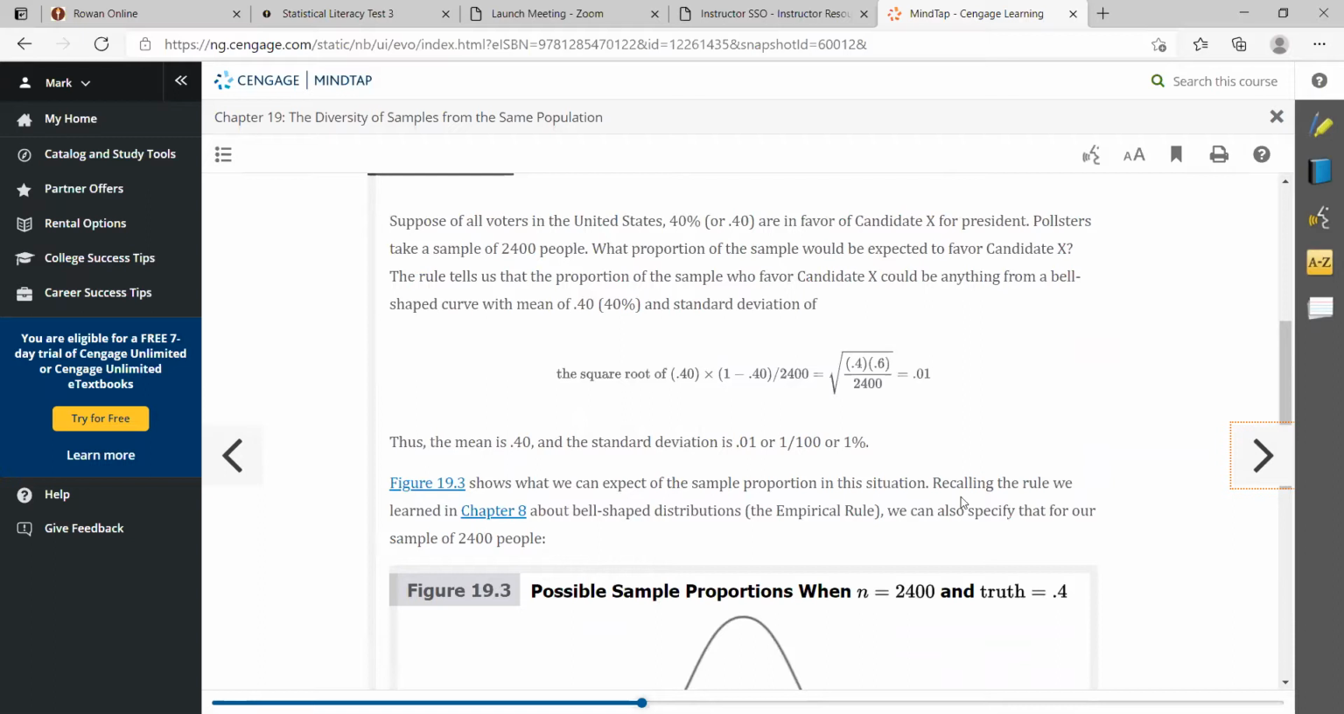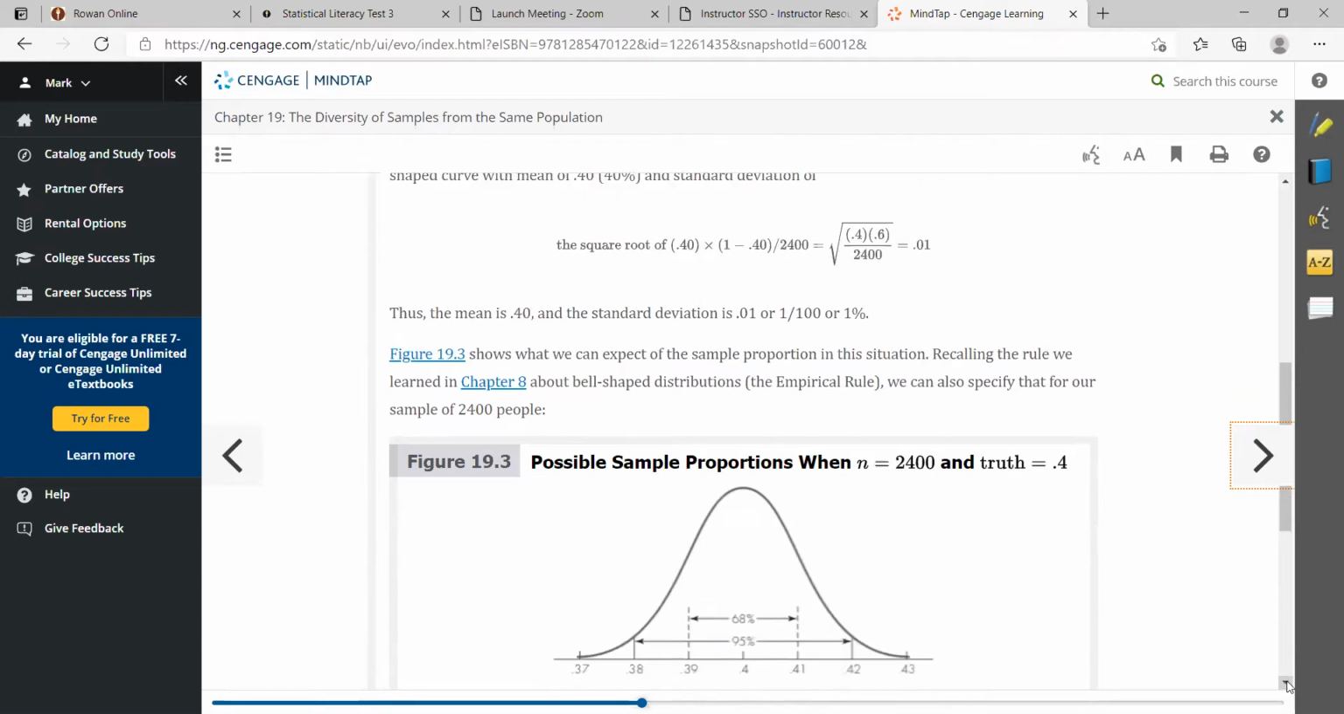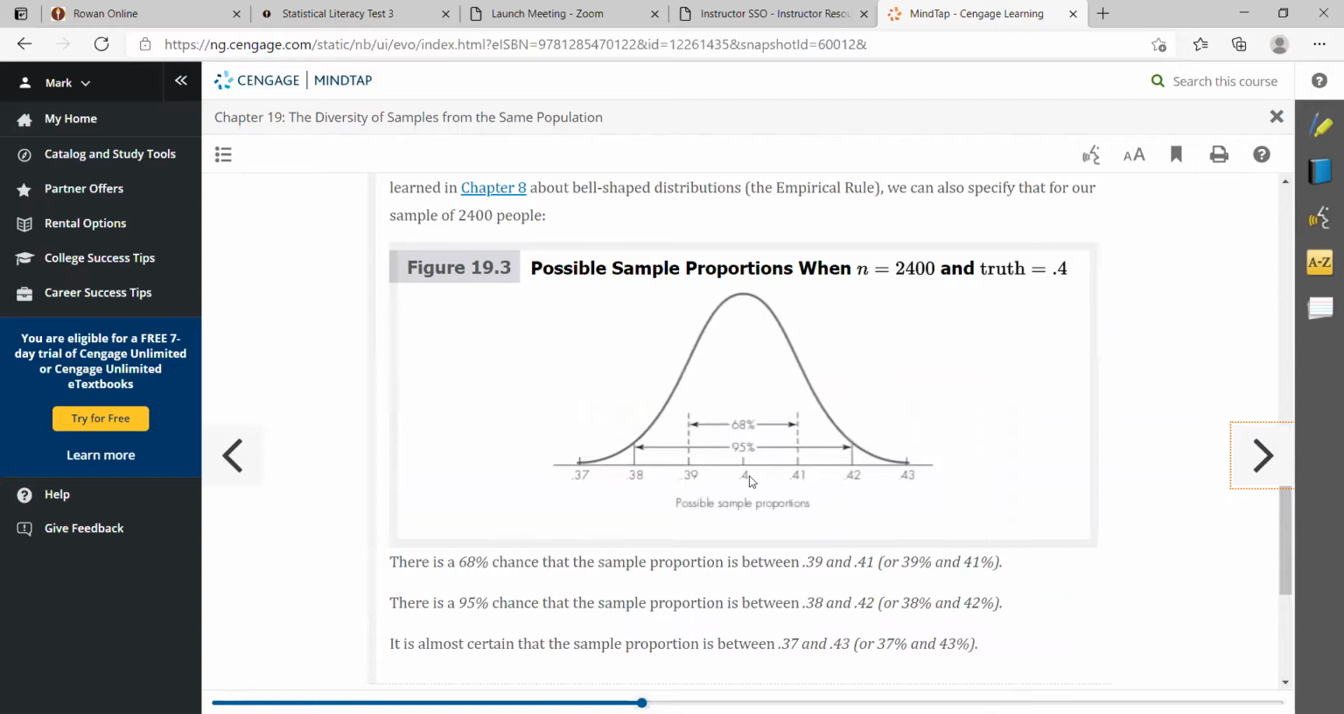And how do we know it's between those two numbers? Because 2 standard deviations is 2 times 0.01, 0.02. You take 0.4 and subtract 0.02, we get 0.38. We take 0.4 and add 0.02, we get 0.42. And then it's almost certain that the sample proportion is between 0.37 and 0.43.